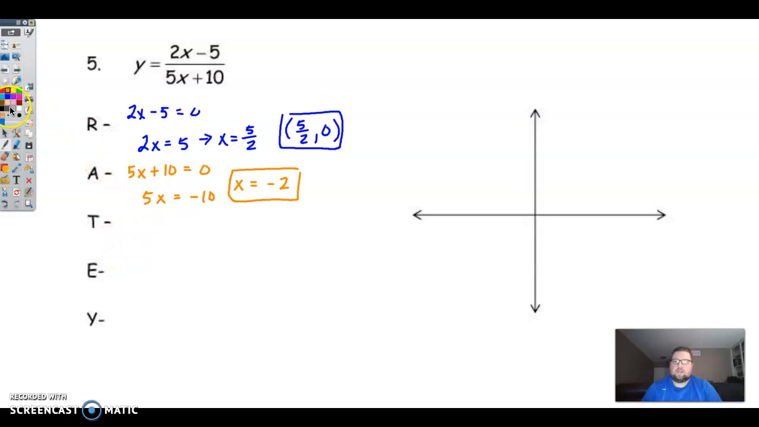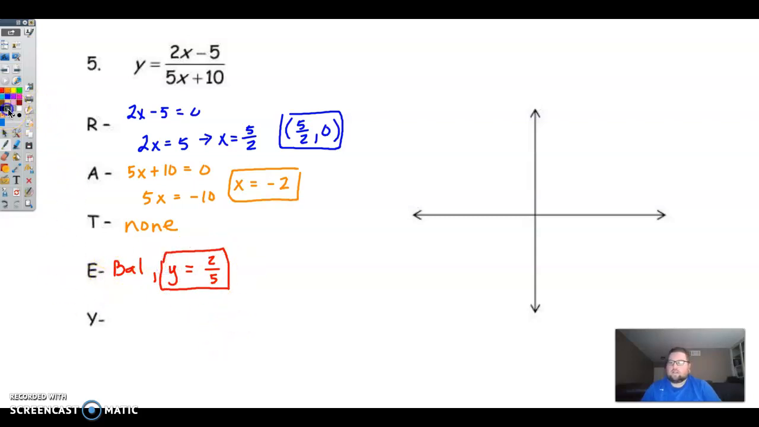For togetherness, we need a perfect square somewhere. And we don't have a perfect square, so there is no togetherness on this one. End behavior is your top heavy, bottom heavy, or balanced. This one is balanced because we look at the exponents to determine that. One exponent up here and one exponent down here. So that's balanced. And remember, when it's balanced, you have to divide the coefficients in front of those x's. So 2 divided by 5 is 2/5. So our horizontal asymptote is y equals 2/5.